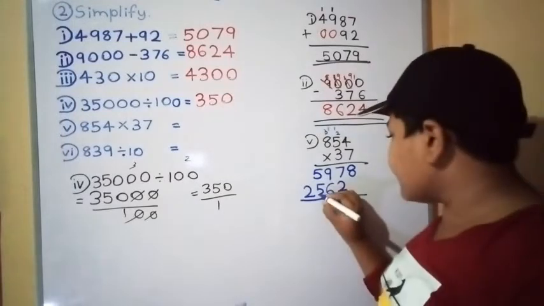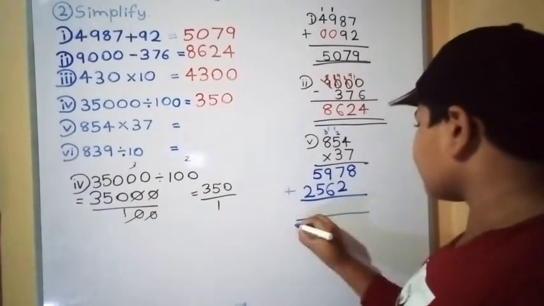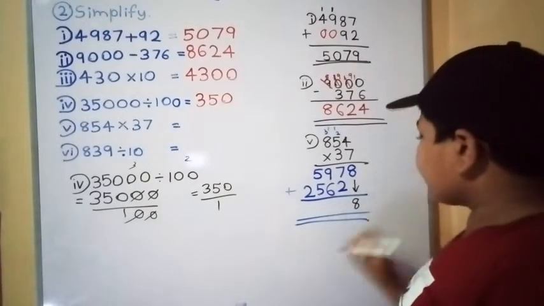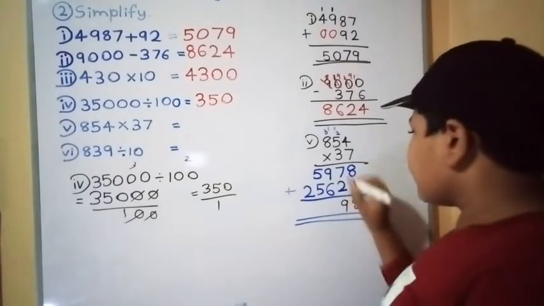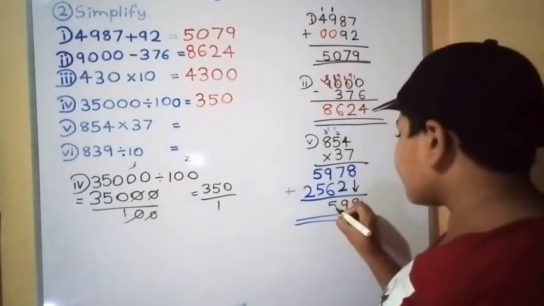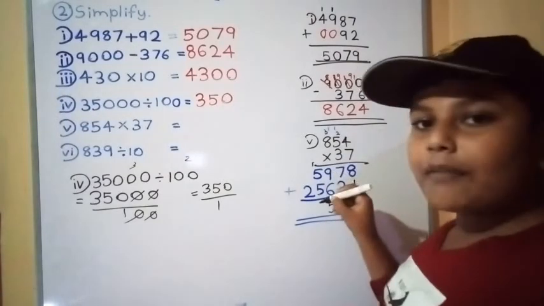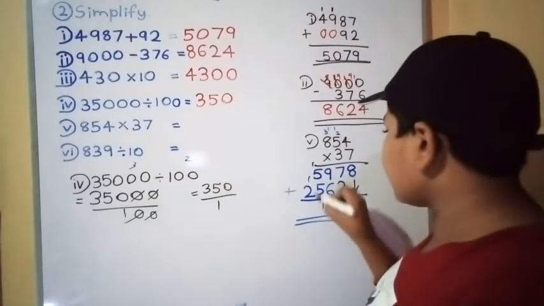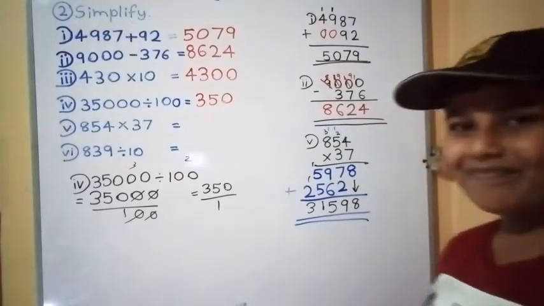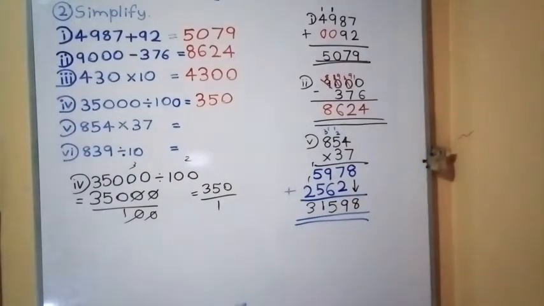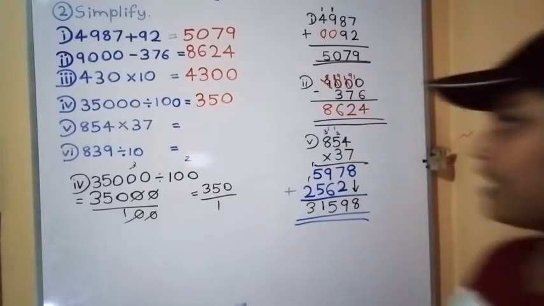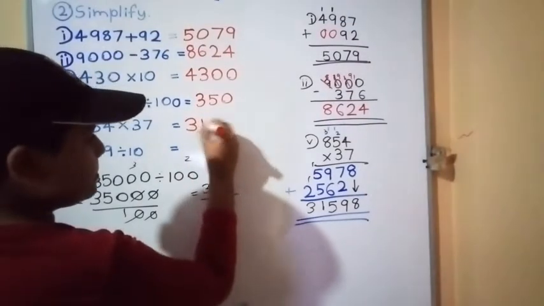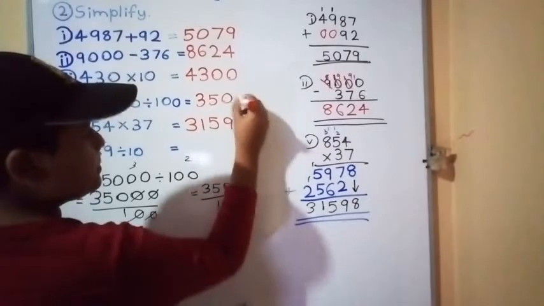Now, we want to add this. Now, the 8 can be brought down. Now, 7 plus 2 is 9. 9 plus 6 is 15. You can't write 15 in there. 1 remains. 5 plus 5 is what? 10. 10 plus 1 is 11. And what is the answer? 31,598. Now, I can write it in there. Like this.